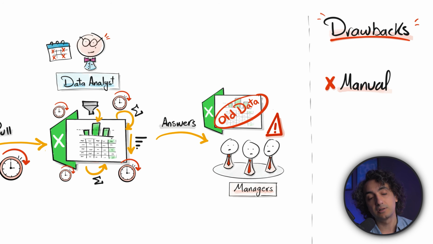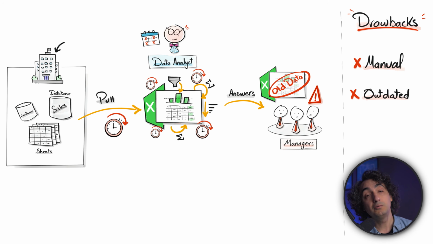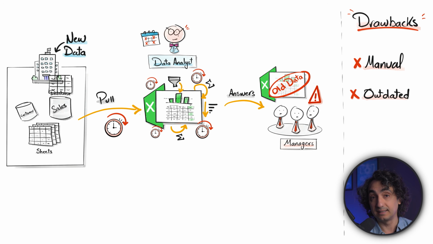So that means managers make decisions based on outdated data, and this might result in bad decisions, which is gonna cost the company a lot. The newly generated data inside the systems will not automatically update the charts or whatever results that you have in Excel. It's gonna be like a static snapshot.